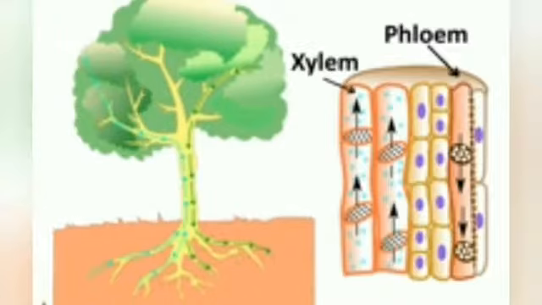So now you know the xylem transports the water and minerals from the roots to the leaves, and the phloem transports the food from the leaves to all the other parts of the plants.